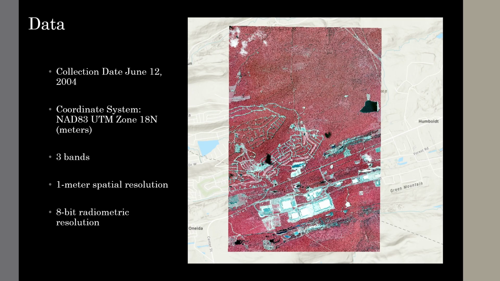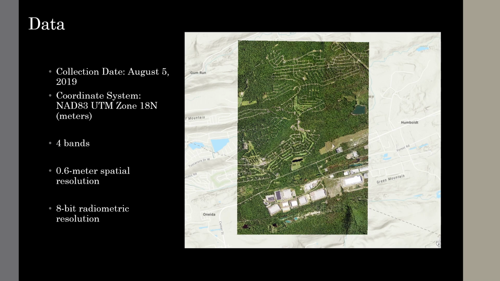Here is a screenshot of the 2004 NAIP imagery taken with a color infrared imagery sensor. The three-band imagery was captured on June 12, 2004, and shown here overlaid on the Esri topographic base map. It is in the 1-2-3 combination, which is near infrared, red, and green. The coordinate system is NAD83 UTM zone 18 north in meters. It has a 1 meter pixel resolution and an 8-bit radiometric resolution. The company that captured this imagery is called Surdex. I downloaded this from USGS Earth Explorer.